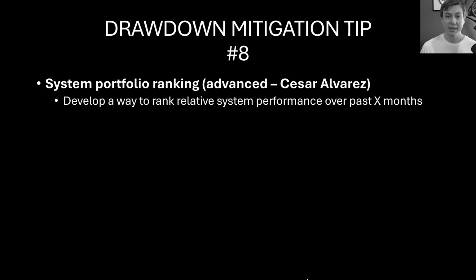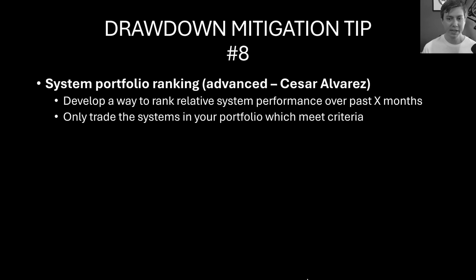So he has a way of ranking each system in his portfolio. He has a way of ranking its performance relative to other systems in his portfolio over a certain period of time. Let's say it's a year. And he only trades select systems in his portfolio which meet certain criteria and the others are sidelined. This is similar to tip number 7 and carries similar risks, which we'll get to in a moment.